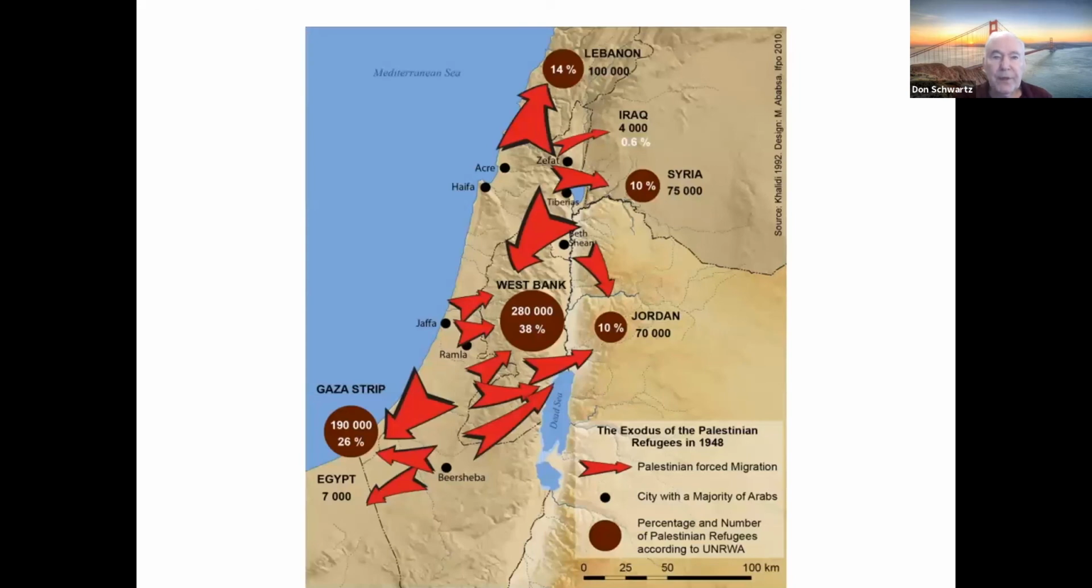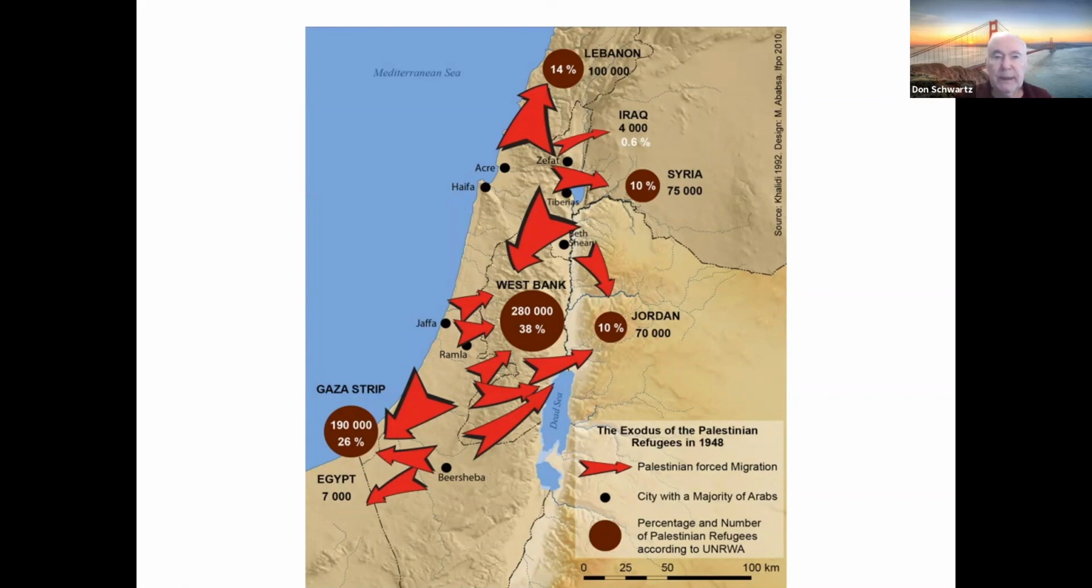Almost 200,000 Palestinian refugees were crammed into the Gaza Strip. 280,000 refugees were located in the West Bank. Another 200,000 refugees were in Lebanon, Jordan, and Syria. And the name Palestine was virtually erased from all maps after 1948.